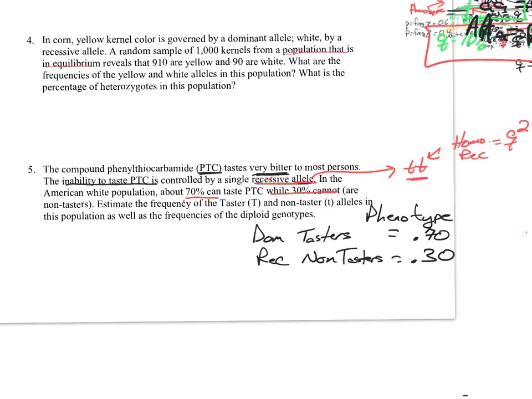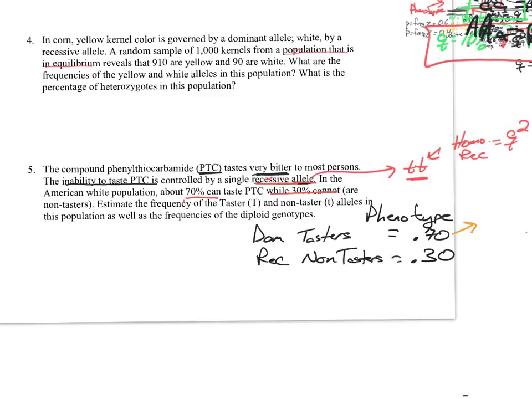So which one of these is going to help me? Marion, which of these is going to help me in my calculations? Is non-taster, the fact that I got 70% non-tasters, is that going to help me get numbers? Why not? Why can't this help me? Why is that no good, that number? Why doesn't it help me? Well, think about it.